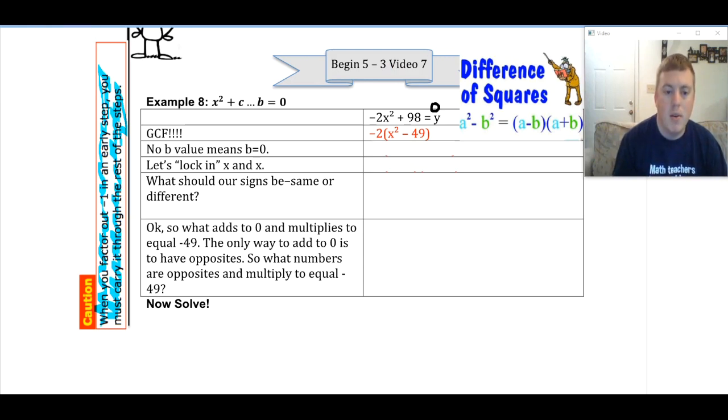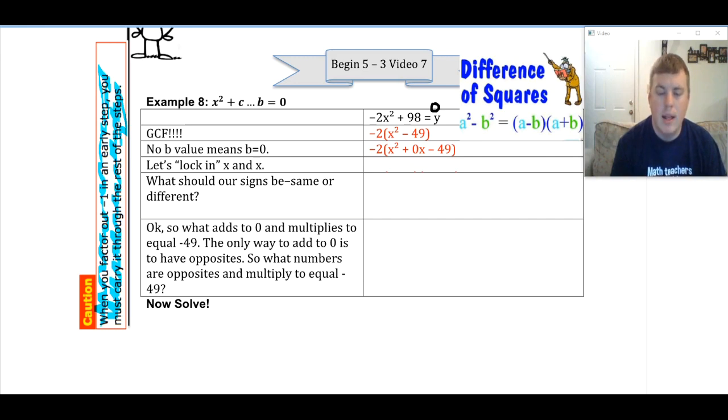So as we keep going, we are seeing that we have no b value. We have the x squared term and we have the constant term, but we don't have a term that just has the x. So what that's going to mean is, just like in the last video where we let c equal 0, this time we're going to let b equal 0. So we're going to rewrite this as negative 2 times the quantity of x squared plus 0x minus 49.